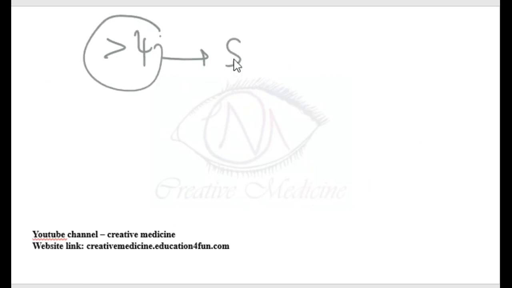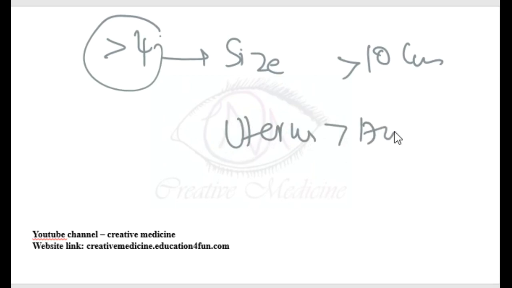If the number of fibroids is more than 4, or the size of the fibroid is more than 10 centimeters, or the size of the uterus is more than 17 weeks, then laparoscopic myomectomy cannot be done.